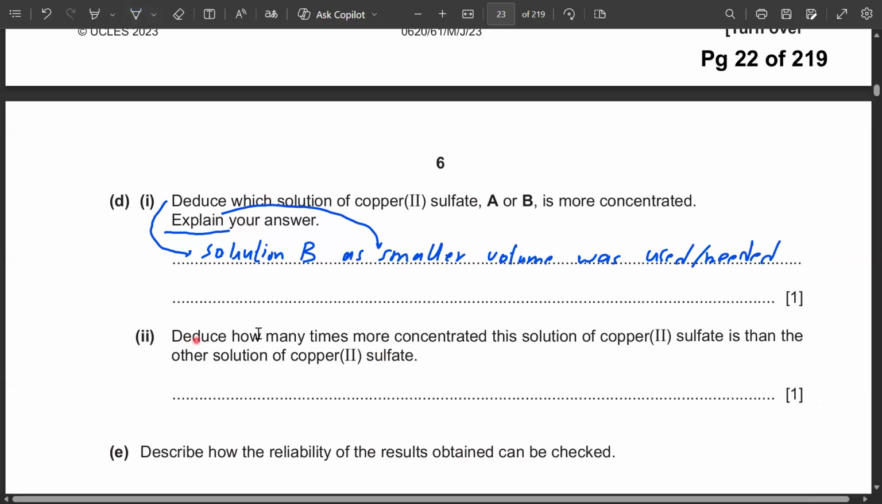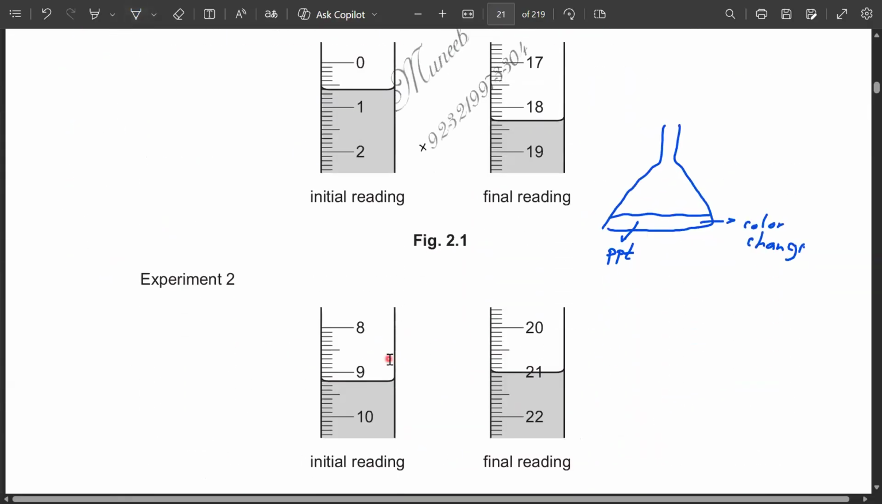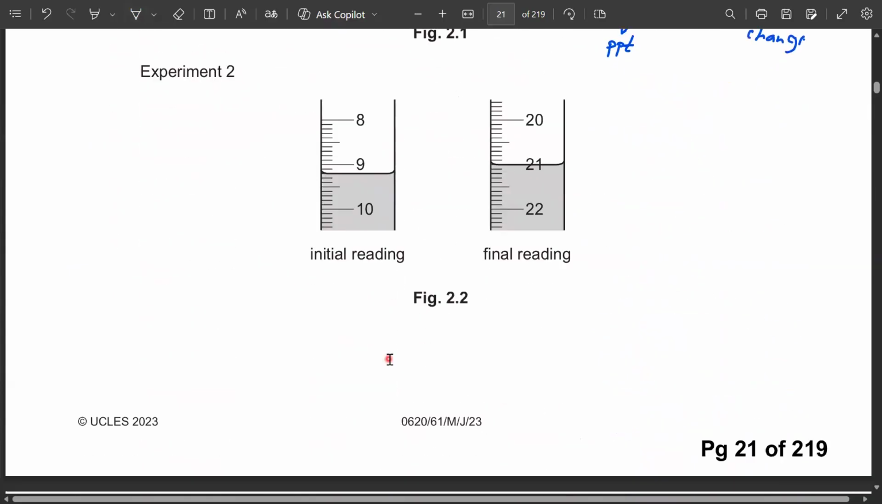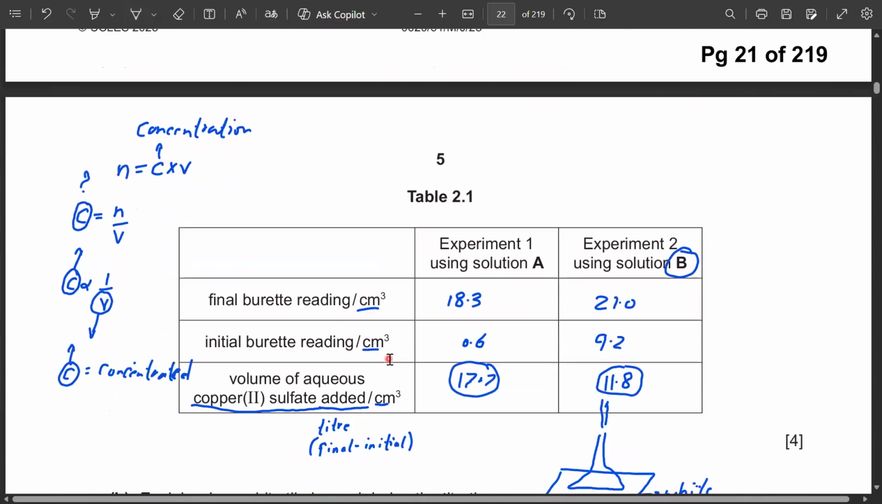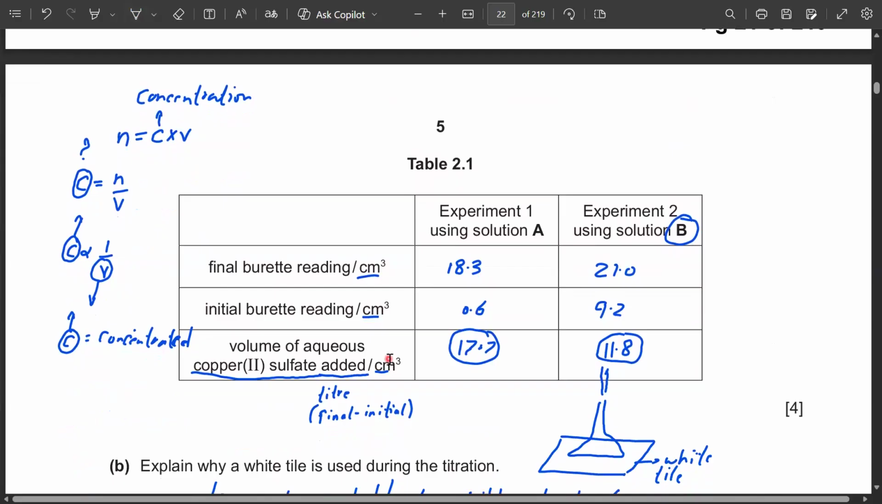Then the next question is, deduce how many times more concentrated this solution of copper sulfate is than that of the other solution of copper sulfate. How many times? Okay, let's use the mathematical way of finding this answer. I will go back to the table and see the results here. One answer is 17.7, the other one is 9.8. So more concentrated is 11.8 and less concentrated is 17.7.